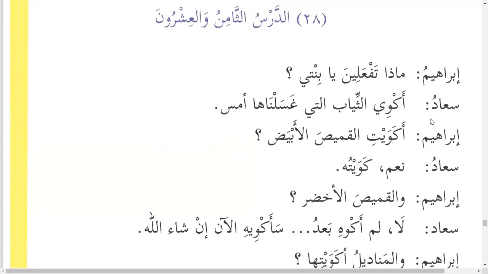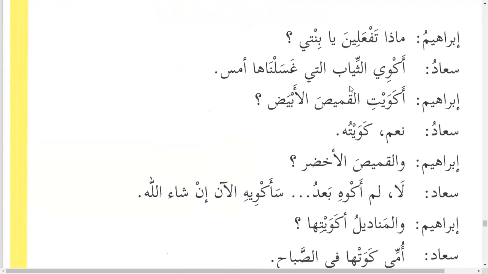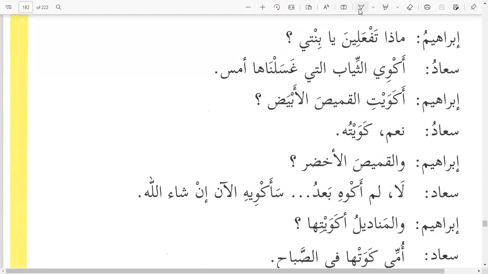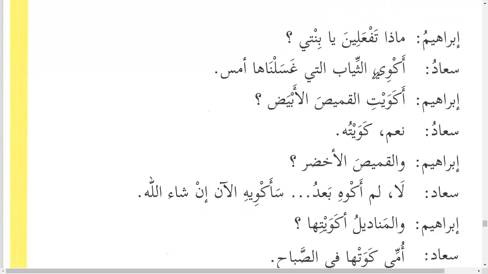So Su'ad says akwi athiyaba. Okay, now you can see here, kawa yakwi, akwi. So what do you think is the pattern here? Hada yahdi, right? Kawa yakwi. So akwi athiyaba, I am ironing the clothes التي غسلناها أمس, the ones we washed yesterday. And ha refers to the clothes, thiyab.